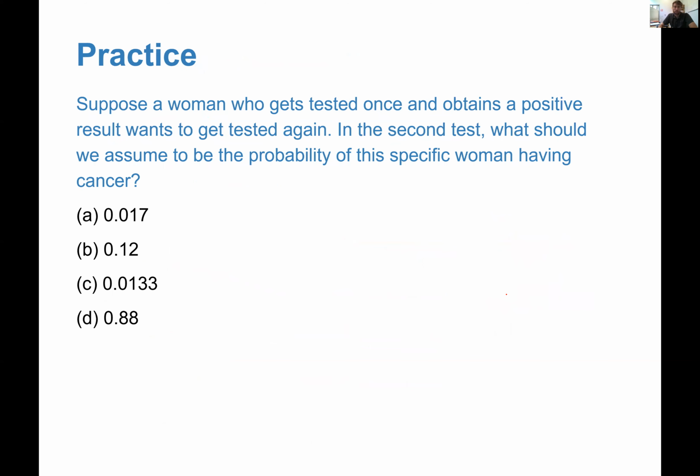All right, let's try a practice question. Suppose a woman who gets tested once and obtains a positive result wants to get tested again. In the second test, what would we assume to be the probability of this specific woman having cancer? Okay, I want you to think about this. You should probably even stop your video and try to compute this. All right, I'm going to pause my recording and do it myself.